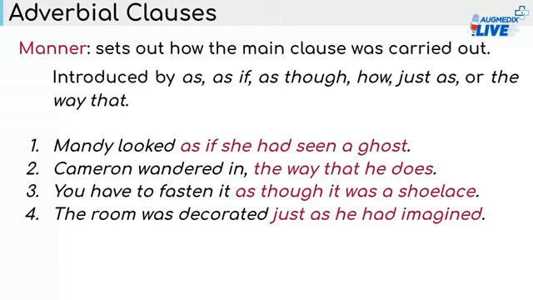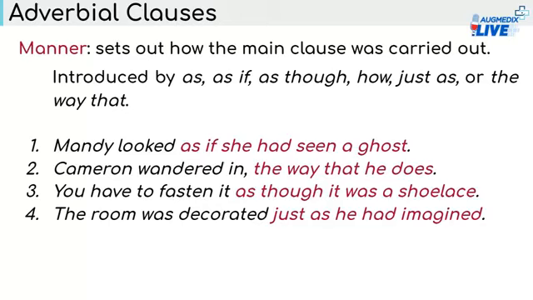Mandy looked as if she had seen a ghost. Cameron wandered in the way that he does. You have to fasten it as though it was a shoelace. The room was decorated just as he had imagined.